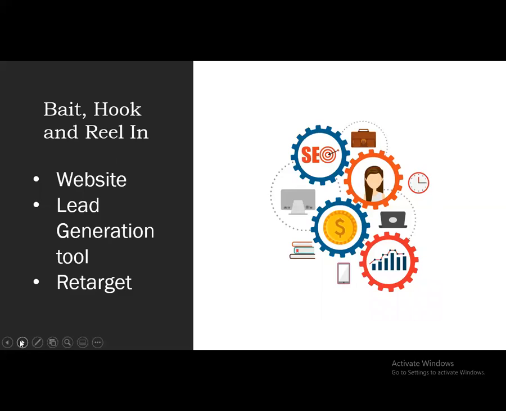Now, if you're a real estate agent, one of the best things you can do is use your own website to generate leads. The reason is that you're able to capture the seller better using your own website. I call it bait, hook, and reel in. Your website is the bait.